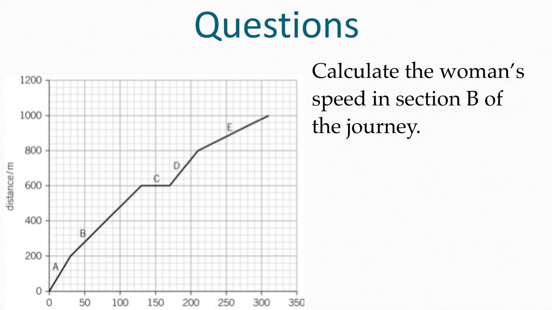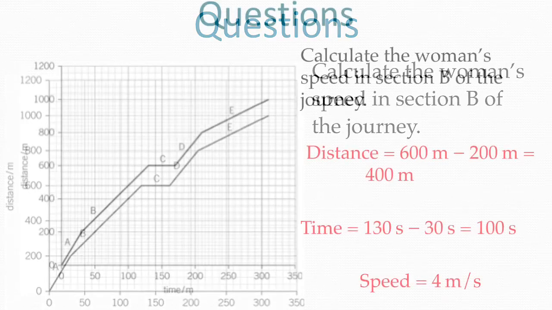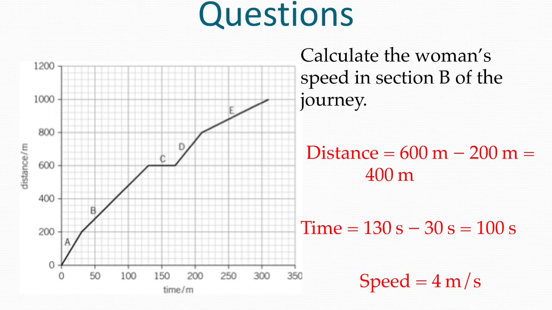And now I'd like to find the woman's speed over section B. Remember, it's the change in the distance divided by the change in time. So the change in distance is 400 metres, the change in time is 100 seconds, so 400 metres divided by 100 seconds gives a speed of 4 metres per second.